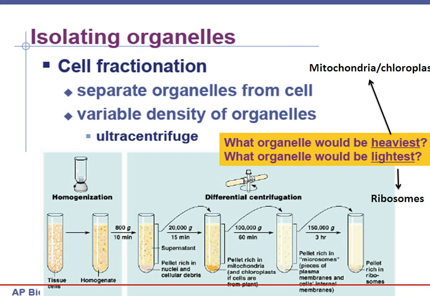How do we separate out the organelles within a cell? The process is called cell fractionation. The first step is basically just blendering up the cells, breaking open the cell membranes. And then the second step is to centrifuge out the cell parts. The more dense organelles settle to the bottom, the lighter organelles settle to the top. You should know that the more dense organelles include things like mitochondria and chloroplasts, and the lighter organelles are the ribosomes.